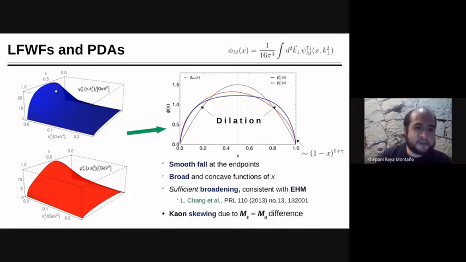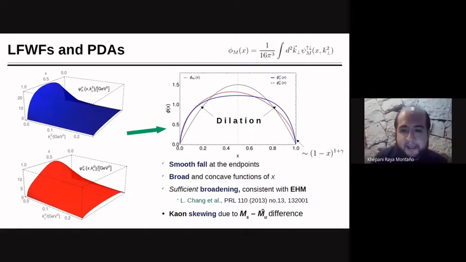Now, what we produce is the following. This is the light front wave function for the U-quark in the pion, and the equivalent for the kaon, and the PDAs they produce. We have a smooth fall at the endpoints. The PDAs are dilated with respect to the asymptotic profile, and we have sufficient broadening to be consistent with the Dyson-Schwinger equation predictions. And as you see, the kaon PDA is a little bit skewed. This is a consequence of the mass difference of the S and the U quark.